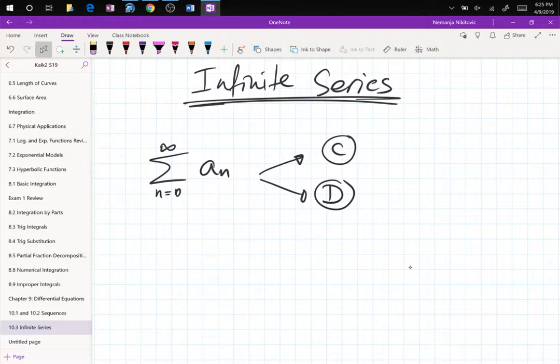Question. The sequence a_n is given by (-1)^n.